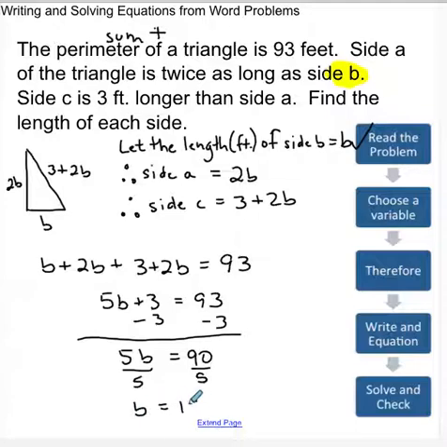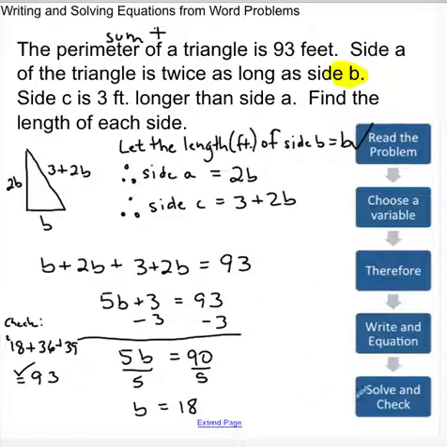B is equal to 18. Let's check and see if that can even make sense. So if I have one side that's 18, and then the next side is twice that, so 36, and then the next side is 3 more than 36, or 39. So if I add those up, 18 plus 36 plus 39, that's equal to 93 feet. So that seems promising as my check.